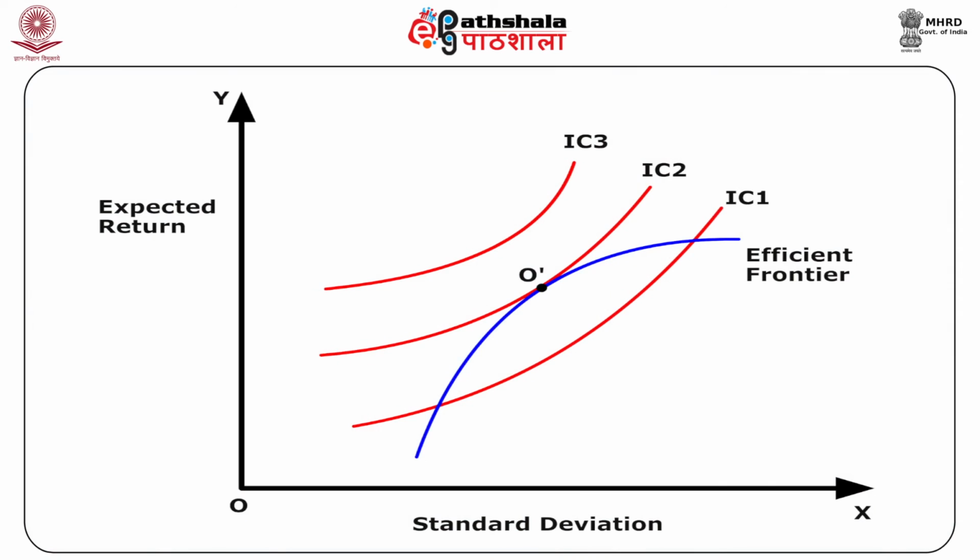This is shown in the figure, and here, as usual, we have expected return on the y-axis and standard deviation on the x-axis. The optimal portfolio, as you could notice, amongst all these indifference curves, the entire indifference map IC1, IC2, IC3 and so on, there is only one point O prime at which the efficient frontier is exactly tangential to IC2. There is a unique point represented by O prime, which is the optimal portfolio.